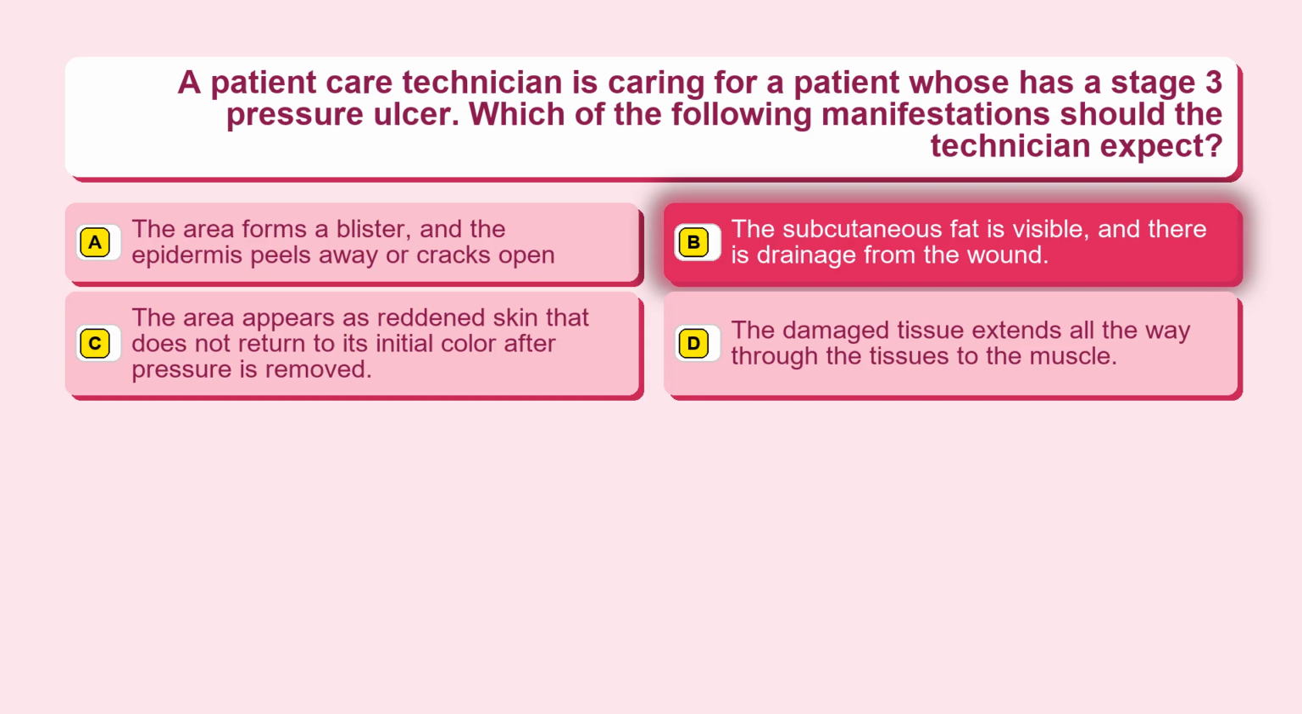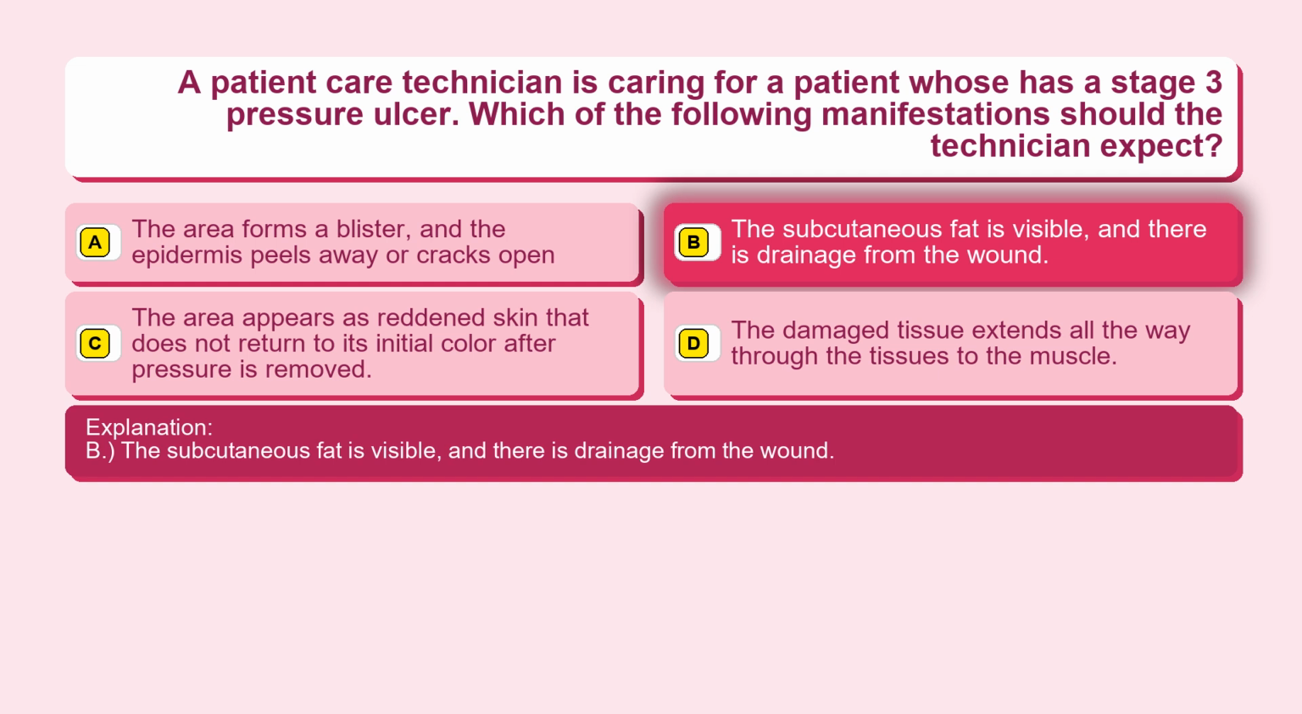The correct answer is option B. The subcutaneous fat is visible, and there is drainage from the wound. B. The subcutaneous fat is visible, and there is drainage from the wound.